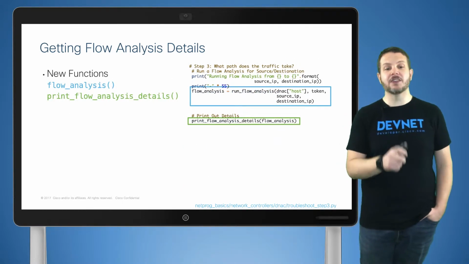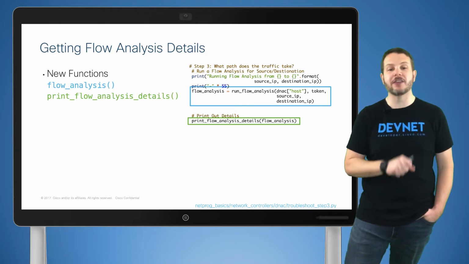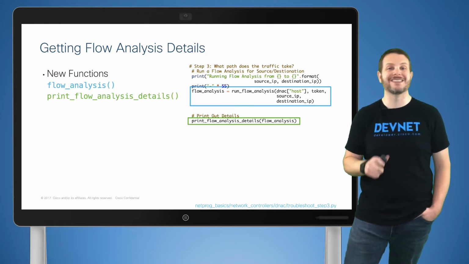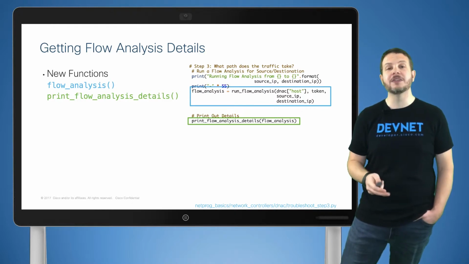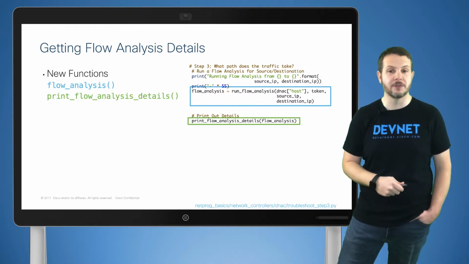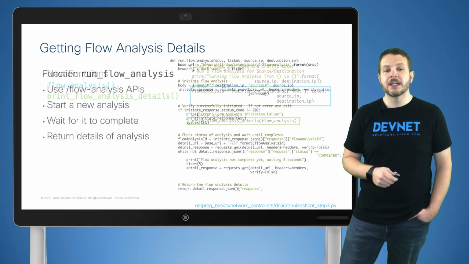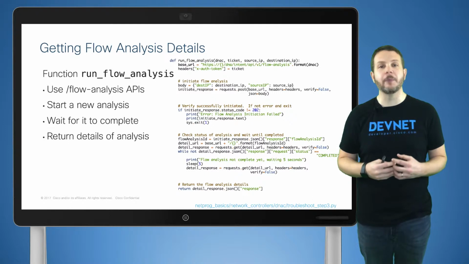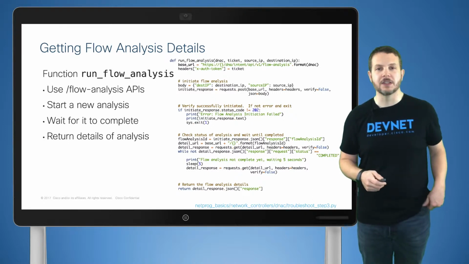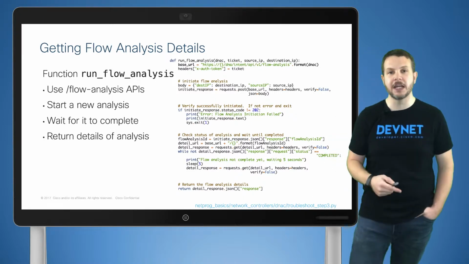For this, a couple of new functions. The flow analysis function will actually execute that path trace for us, given a source and destination IP address. And then the print flow analysis details will print out that nice format that we just saw on the previous screen. Now the function to actually execute the flow analysis is a bit more complicated than some of the ones we've seen previously because of the process that path trace takes.